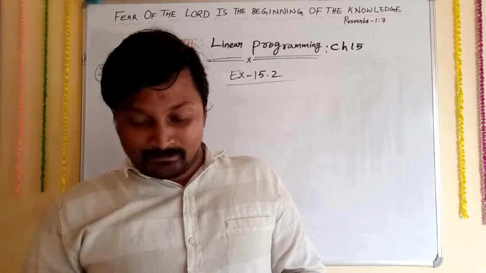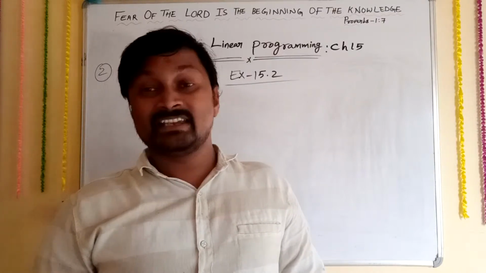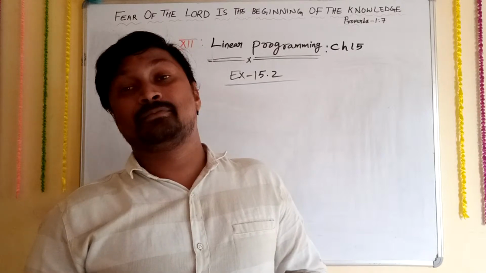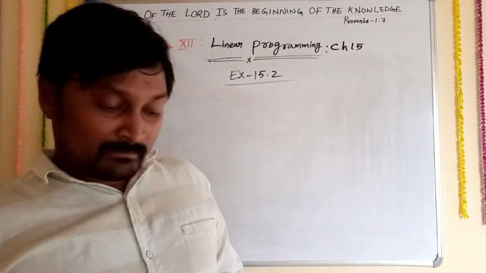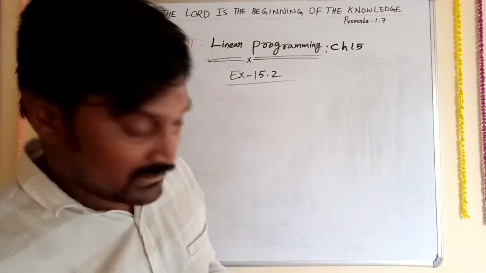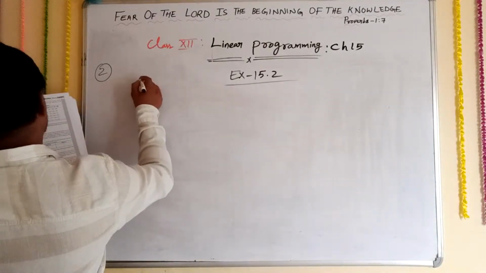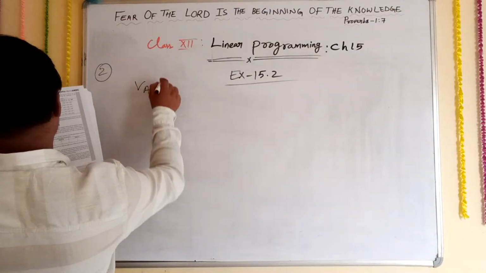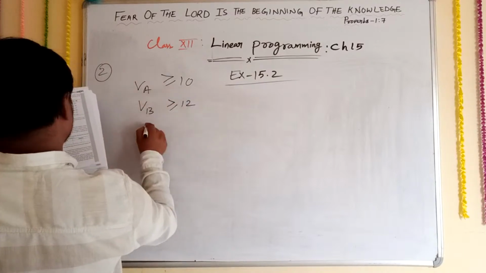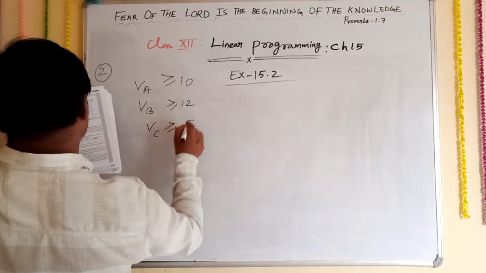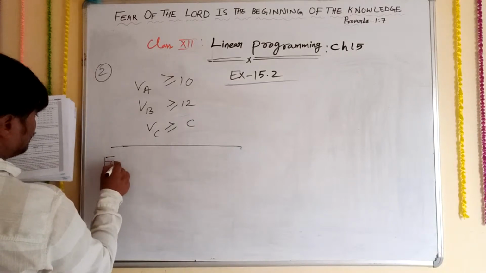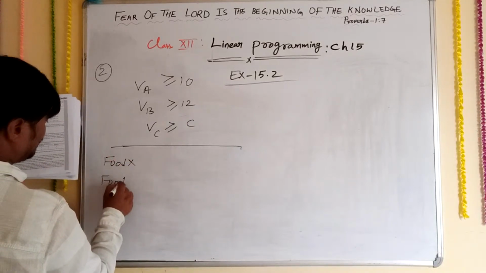Such that the mixture contains at least 10 units of vitamin A, 12 units of vitamin B, and 8 units of vitamin C. I'm writing here "at least", meaning a minimum that many are required; more than that is possible, but less than that is not possible. So vitamin A should be greater than or equal to 10, vitamin B greater than or equal to 12, and vitamin C greater than or equal to 8. And they gave one table for you: food X, food Y.